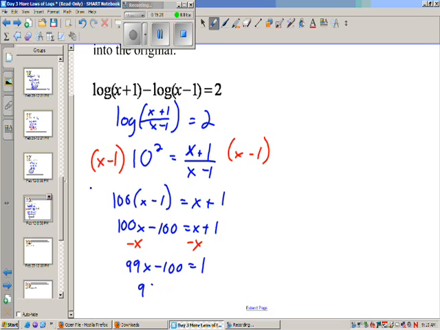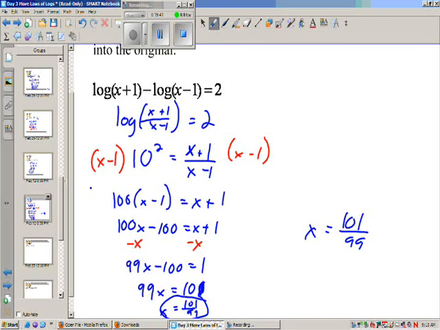Add 100 to both sides, so 99x is equal to 101. Divide by 99, 101 I should say. And so 101/99 is going to be our value for x. Now, is that in both of the domains? Well, both these domains will accept anything greater than -1, anything greater than 1, and this is a little bit greater than 1, so it'll fit into the domain on both of them.